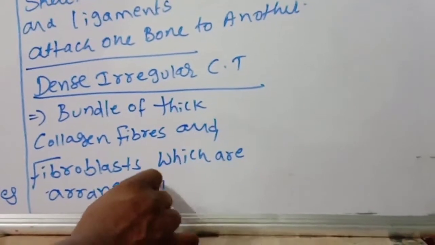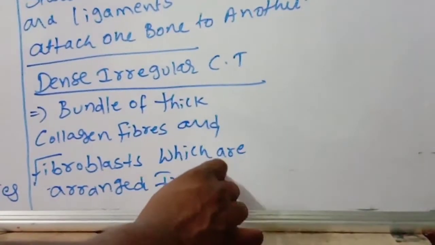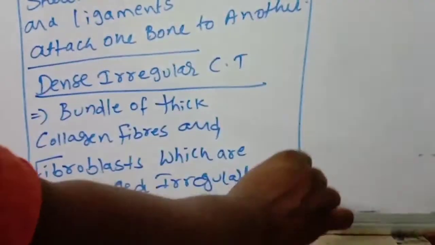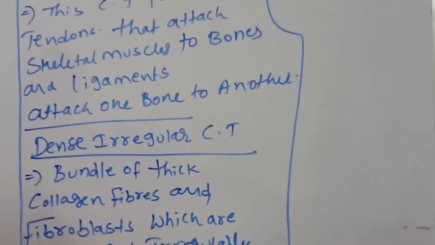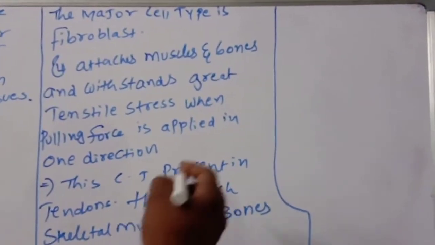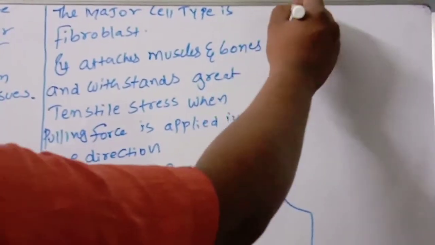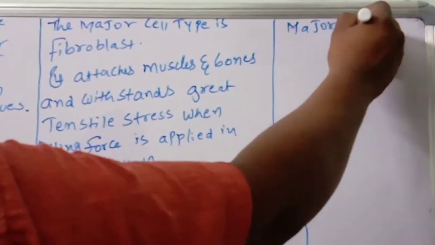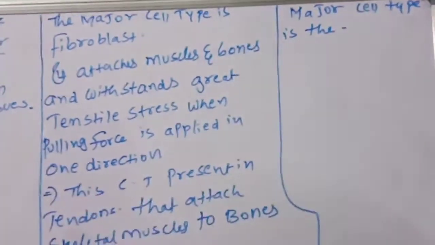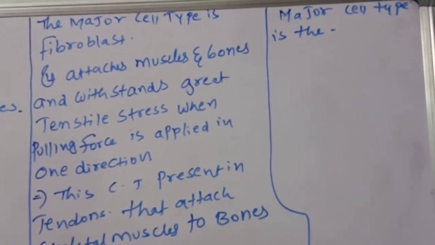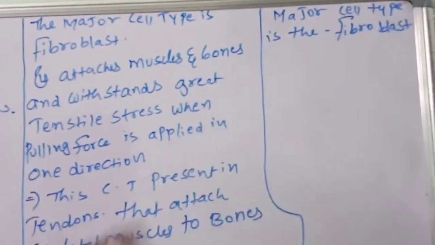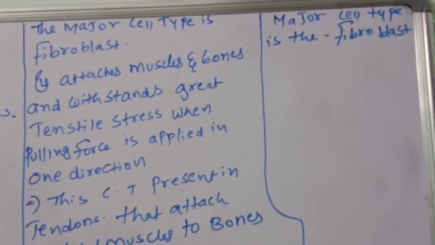What you called irregularly. Okay children, like this irregularly will be there. The major cell type is the, which one? Okay, here also fibroblast. Here also which one? Fibroblast.